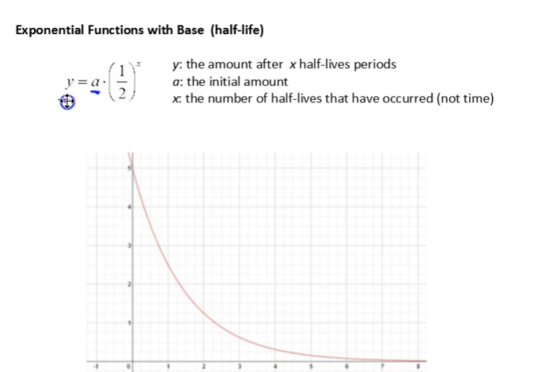The graph of decay looks similar to this. It's going to have a y-intercept of whatever your initial amount is, and it's going to decay in a curve. We talked in class about how that curve is not going to cross the x-axis, and it's never going to actually reach 0, because remember, it's just cutting in half each time.